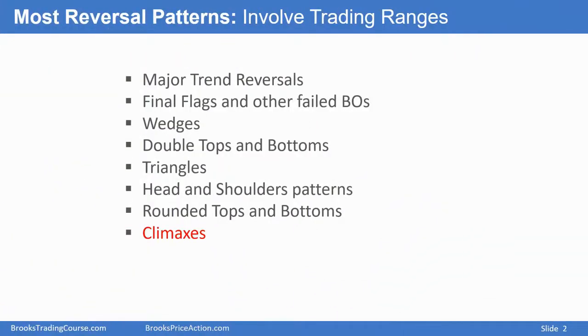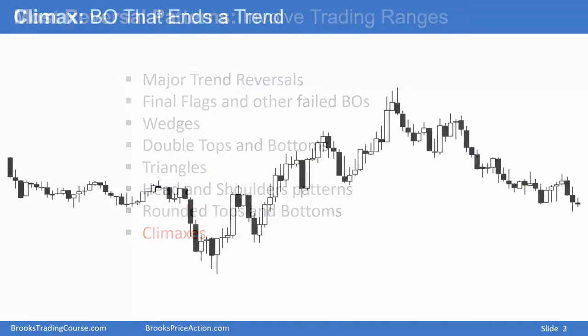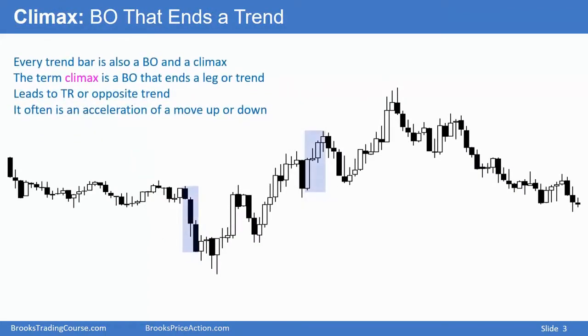All major reversal patterns involve trading ranges most of the time, and that includes climaxes as well. For example, a climax is often a breakout from a final flag. Also, whenever there is a climactic reversal, there eventually is a pullback, and that pullback is a small trading range. Every trend bar and every series of trend bars is a breakout and a climax. I use the term climax to refer to a breakout that occurs late in a trend and is followed by an end of the trend, either by the market going sideways or going in the opposite direction.